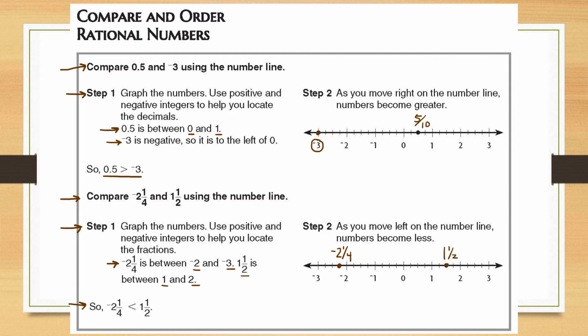So -2 and 1/4 is less than 1 and a half because 1 and a half is to the right of -2 and 1/4.